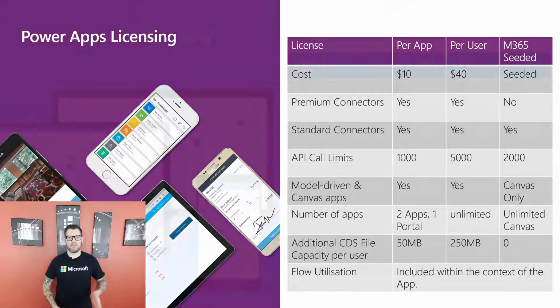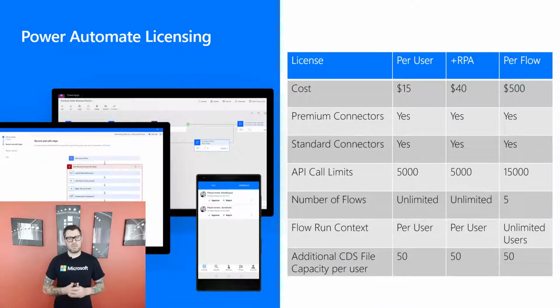Power Automate, this is pretty key because Power Automate has got business process flows, Flow, and robotic process automation, or RPA. Now, remember, Power Apps has already got this within the context of the app, but some organizations don't buy it within the context of the app. So they don't need Power Apps, they just want Power Automate Flow.